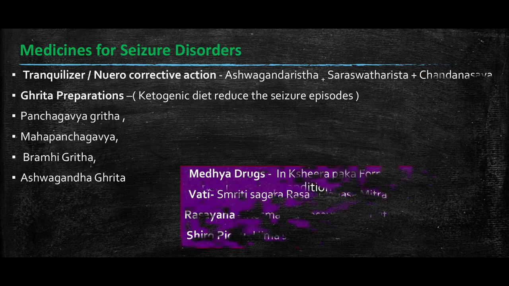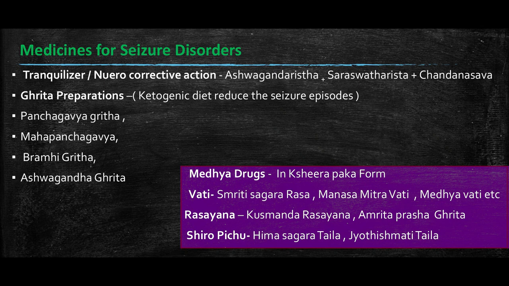Medicines for seizure disorders. Seizure disorders are quite common in children. So a tranquilizer or neurocorrective action should be done in case of seizure disorders. My prescription is Ashwagandharishta, Saraswatarishta, and Chandanasava. Any of these can be used in case of seizure disorders. Ashwagandharishta is a must drug, and Saraswatarishta can be added according to the situation.